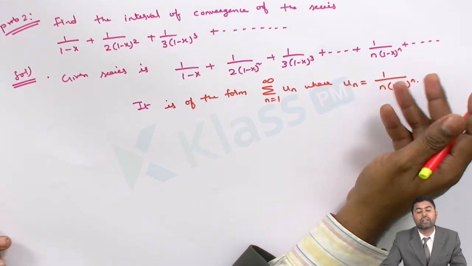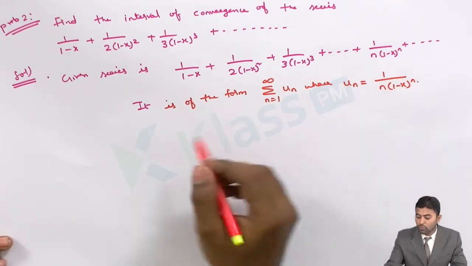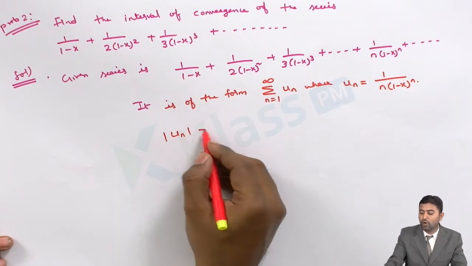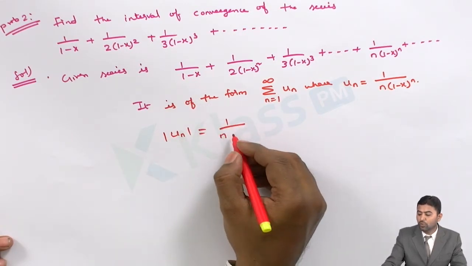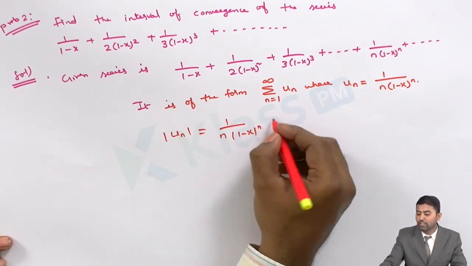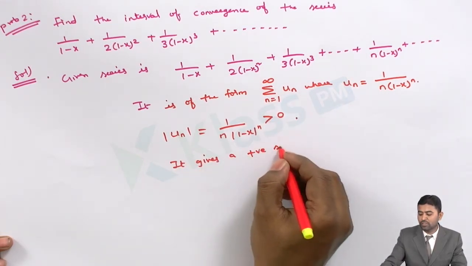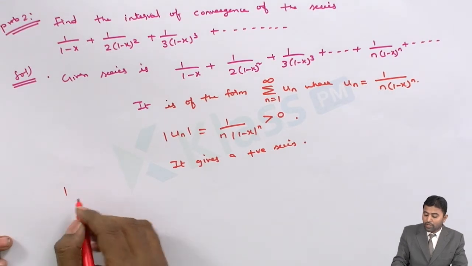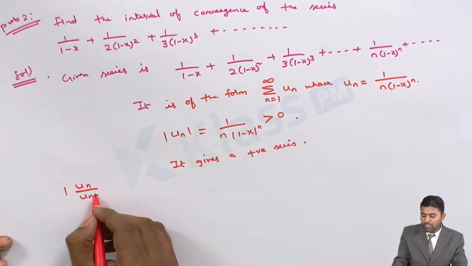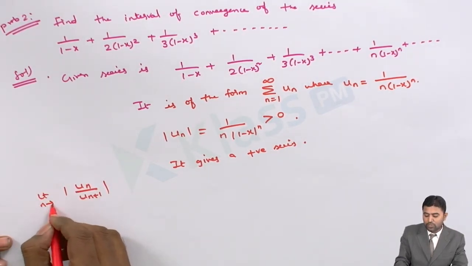So I cannot write directly that it is greater than 0. So I need to take the modulus of that. So mod un is equal to 1 by n into (1 minus x) whole power n greater than 0. It gives a positive series, right?